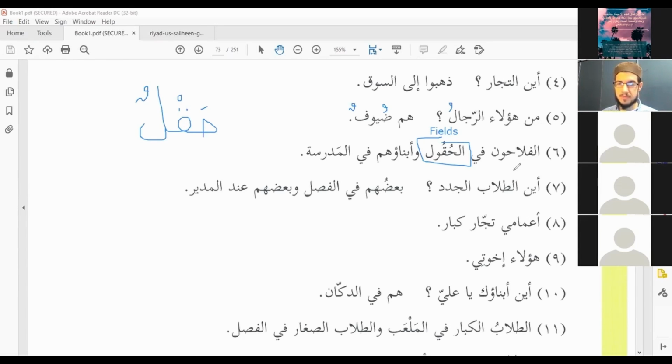The farmers are in the field. أبناؤهم. And the sons are in the school. Yes. Again, look at that. Working hard, and hopefully the new generation gets an education. Number 7. Sheikh family.